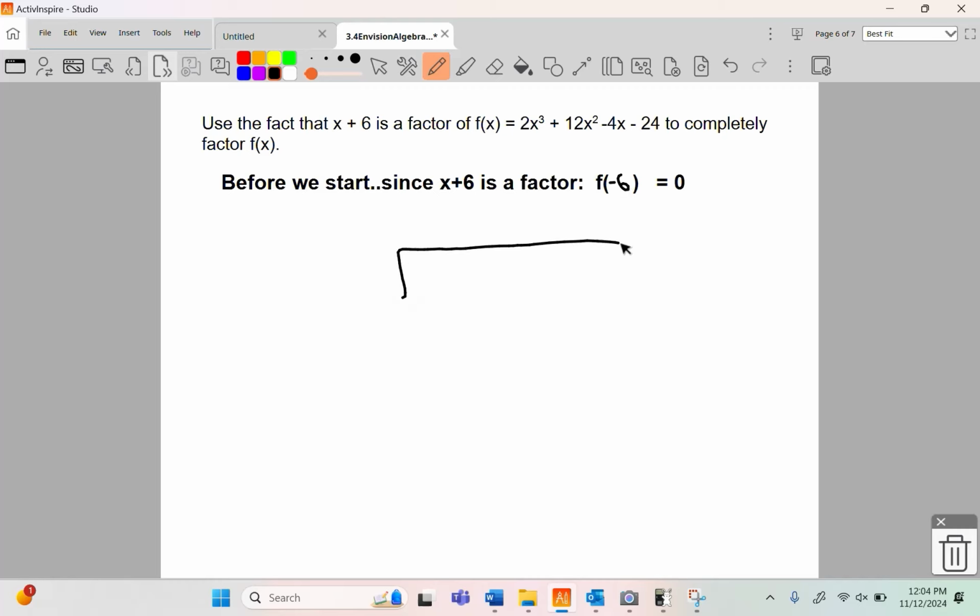What goes inside the division bracket? 2x cubed plus 12x squared minus 4x minus 24 goes inside. X plus 6 goes on the outside of it. I know division happened because I was told it was a factor, which means I'm going to have a remainder of what? 0.